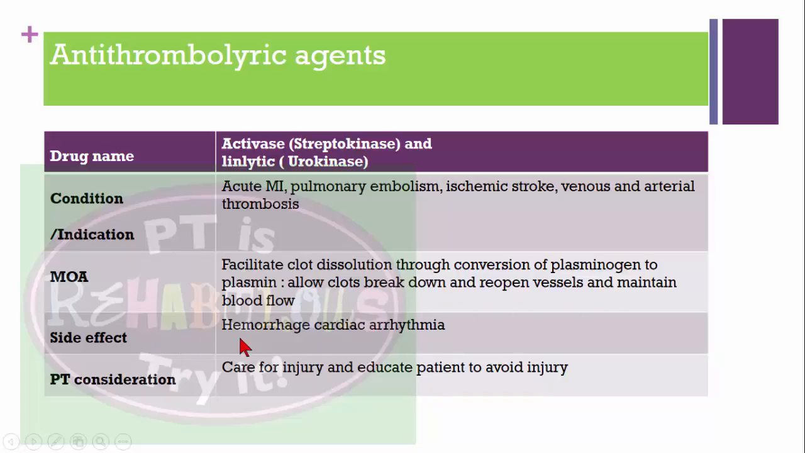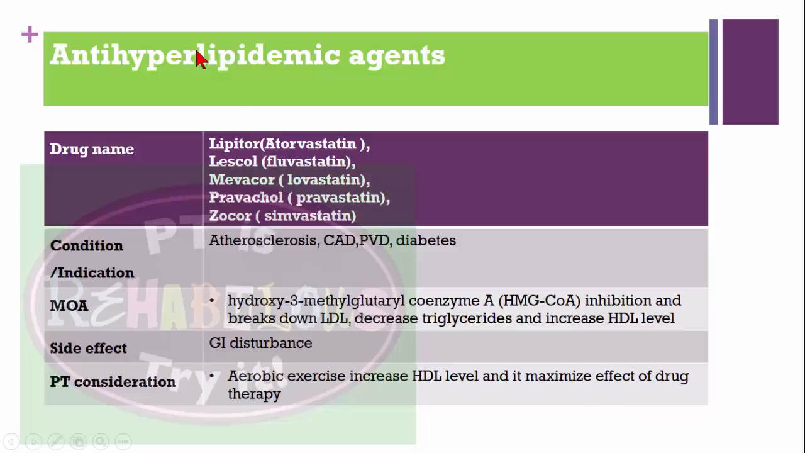The main side effects are hemorrhage and cardiac arrhythmia. So as a physiotherapist, we need to educate the patient to avoid injury that may lead to hemorrhage. Now we are going to learn anti-hyperlipidemic agents.